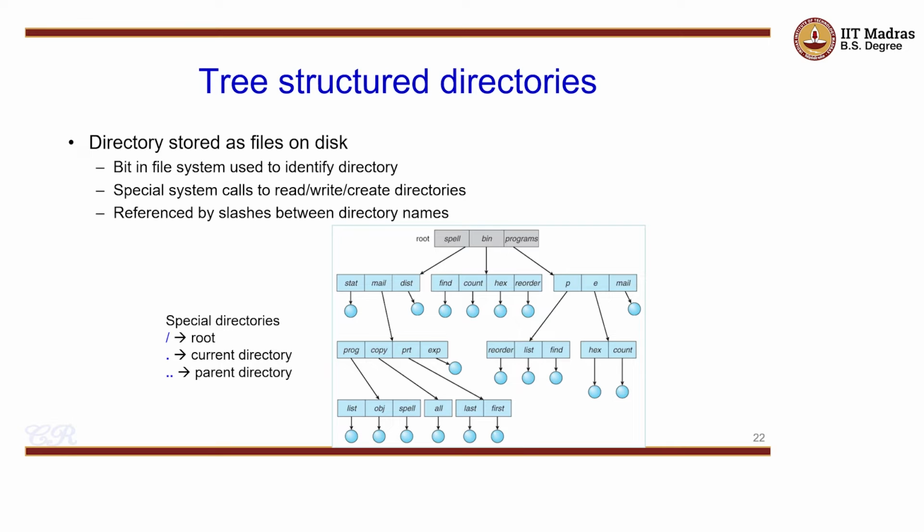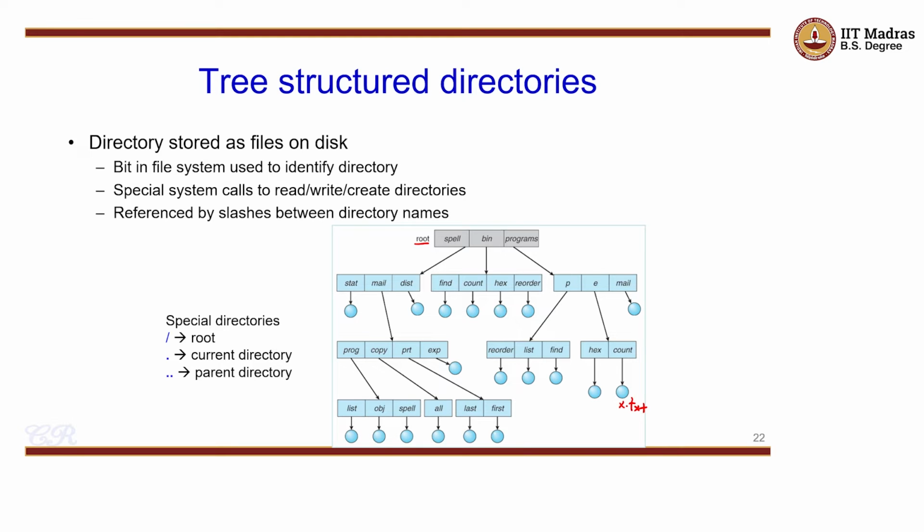So for example, here in the root directory we have three subdirectories called spell, bin and programs. Programs, for instance, is a directory which has three directories again, P, E and mail. So mail has a single file, while P and E have another layer of directories. So for instance, if I have this particular file as, let's say, x.txt, then reaching this particular file from the root would be through root /programs/e, then count and then x.txt.